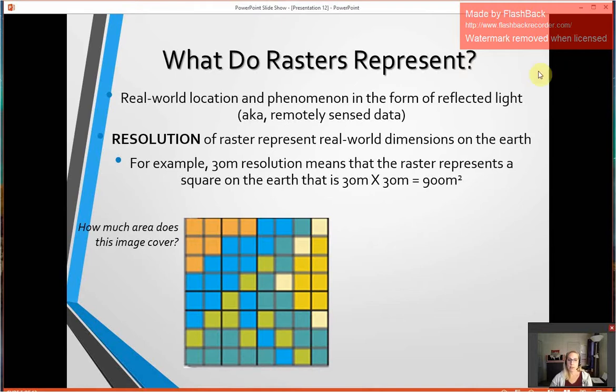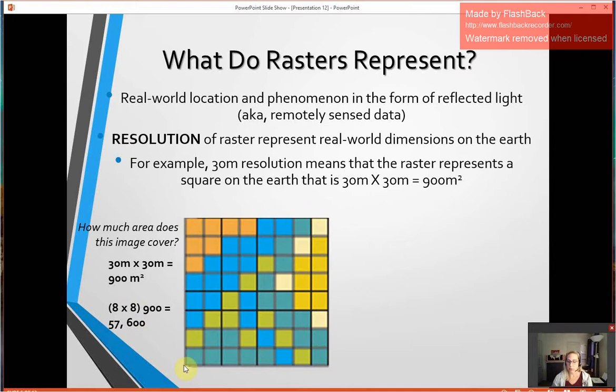So if we look at this grid here, we see that it's 8 by 8. And if we accept the fact that each square is 30 meters by 30 meters, or 900 square meters, how much area does this image hypothetically cover? Well, if we do the math, 30 meters by 30 meters, 900 square meters. If we multiply 900 by the product of 8 times 8, we get 57,600 square meters, represented by this grid.